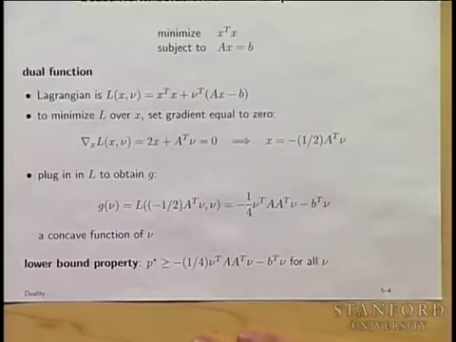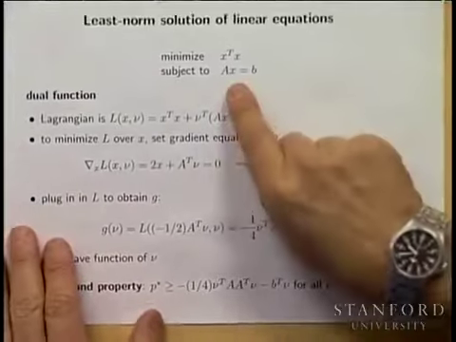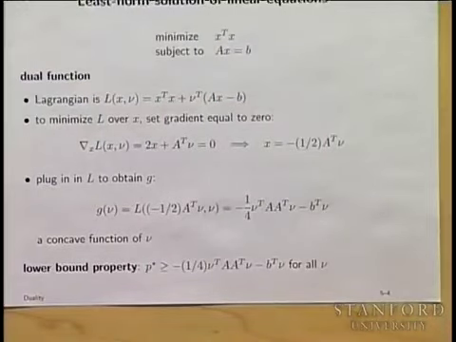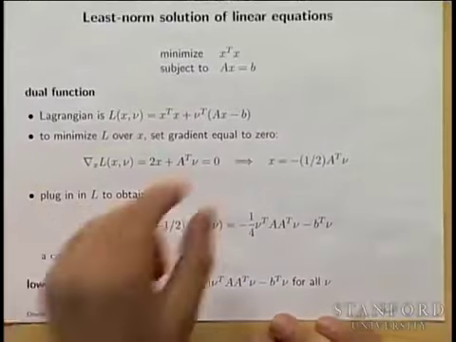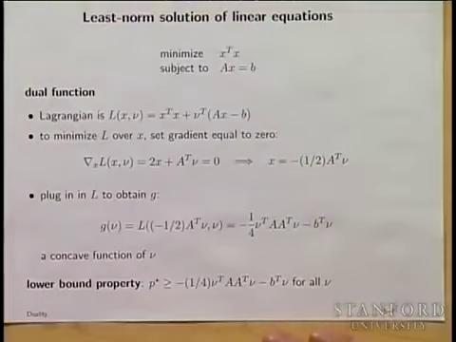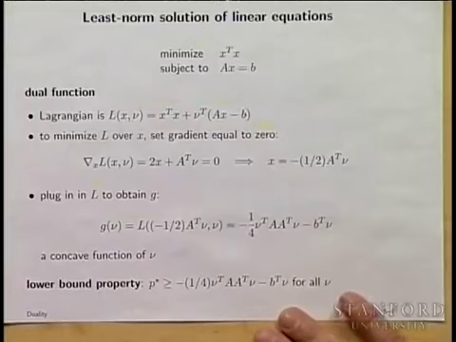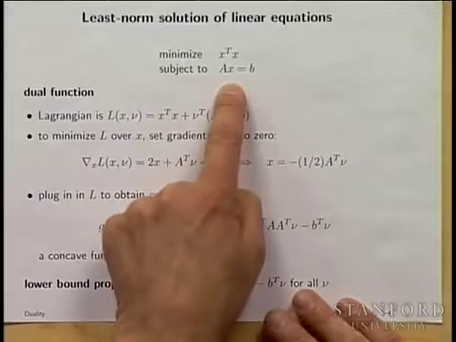Now, here's what's interesting. And we've already learned something. It's not a big deal, because I know how to solve this problem. But look at this. What it says is the following. If you come up with any vector nu at all, which is the size of b, let's call that m, and you simply evaluate this function, then whatever number you get is a lower bound on the optimal value of this problem.